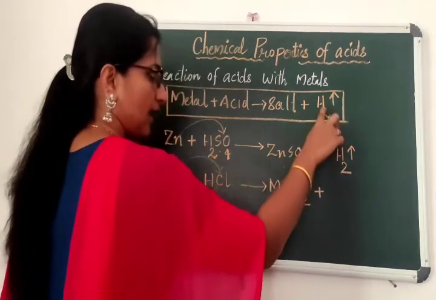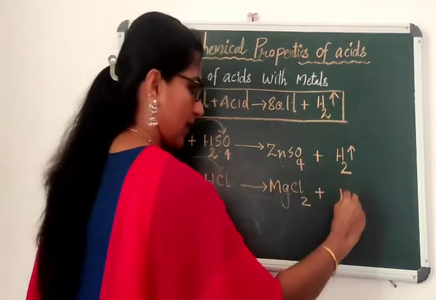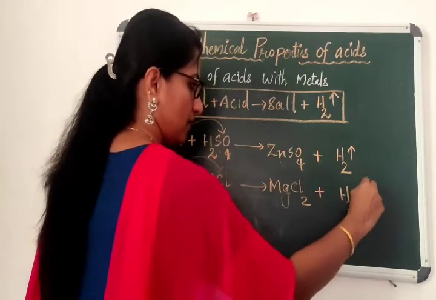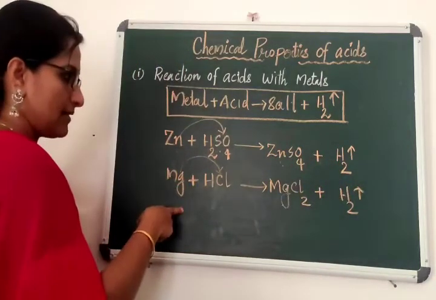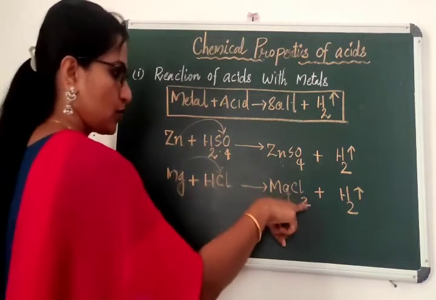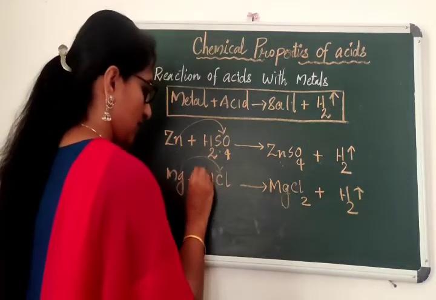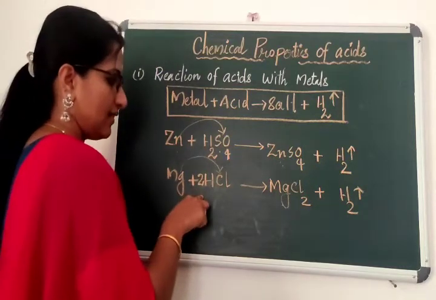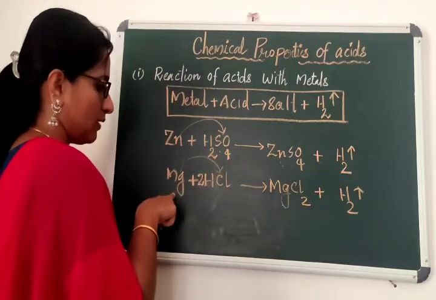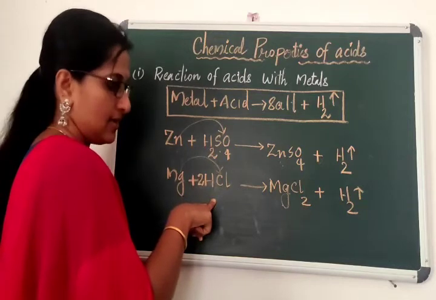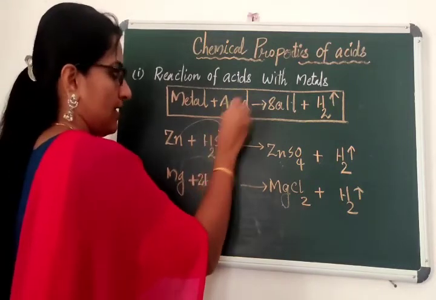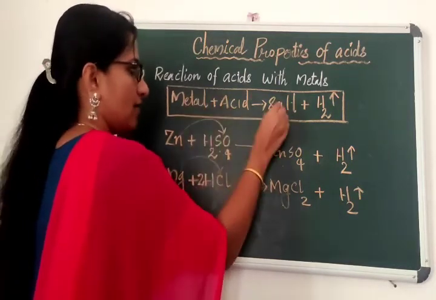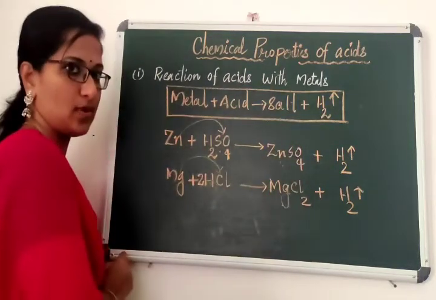Plus, the hydrogen gas is common. Is it balanced now? No. 2 chlorine, 2 hydrogen. So it is multiplied with the 2. Okay, this is another example of a reaction of a metal with a dilute acid. So this you have to learn by heart. A corresponding metal salt and hydrogen gas is produced.